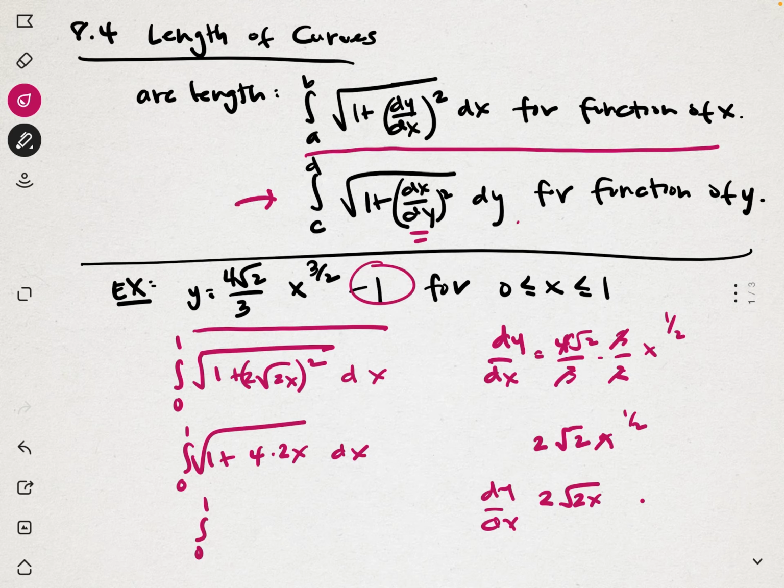So we get the square root of 1 plus 8x, dx. And I guess we can just use our calculators. Might as well.